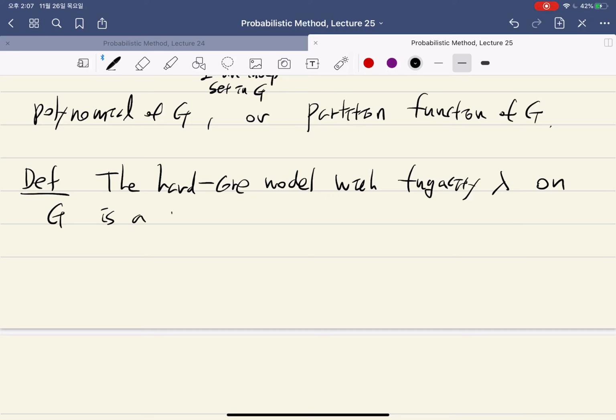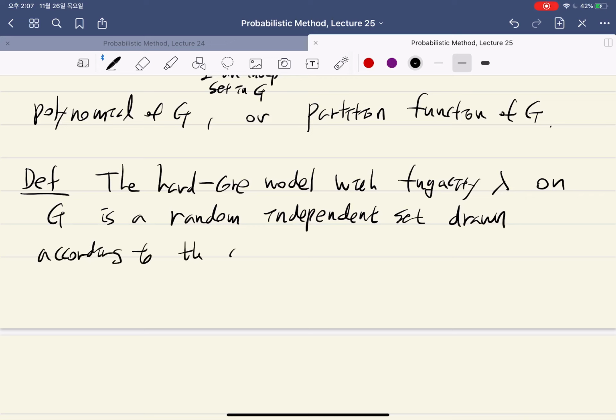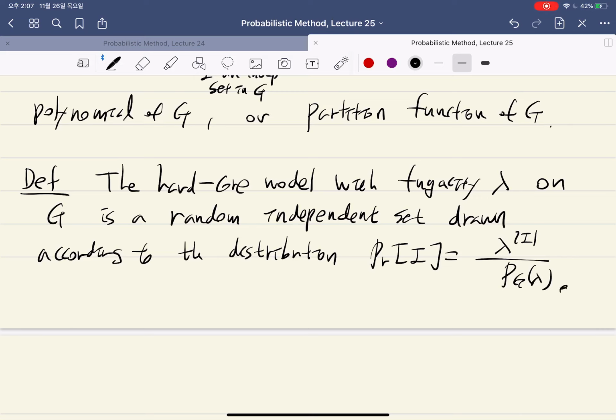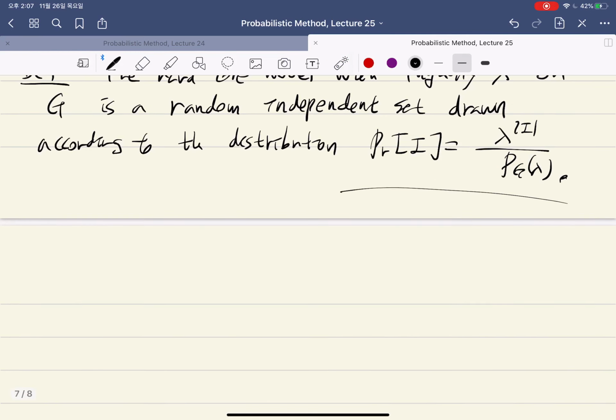This is a random independent set, a distribution of the independent set of G, which is drawn according to the distribution. The probability that I is picked is exactly lambda to the |I| over P_G of lambda. So this is a probability distribution. For all I, if you add the probabilities, then this is 1.